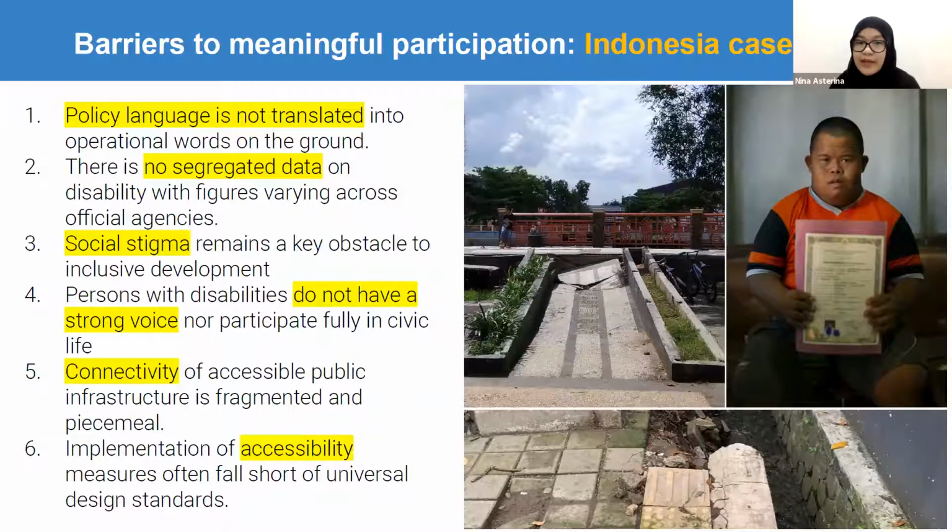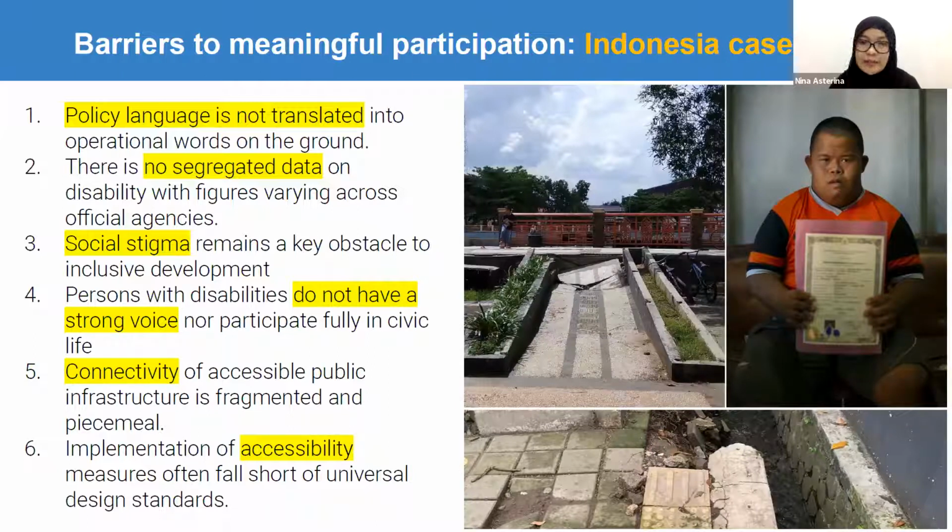And the second one is no segregated data on disability, with figures varying across official agencies. In Indonesia, it depends on the department, like education, social affairs, or health. It will depend on the definitions of disabilities, and there is no universal data, which means many people with disabilities haven't been identified and documented in those departments, and it makes it hard for them to access the services.